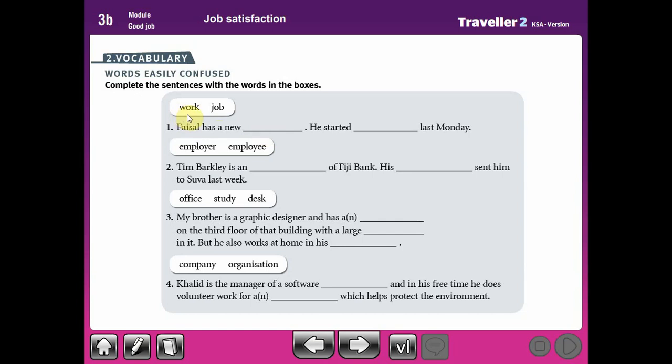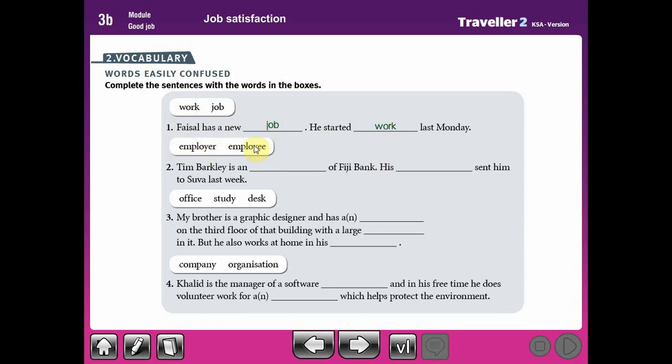So this is the work. It's general and it's uncountable, and we can use it as a verb. Faisal has started work last Monday. So Faisal has a new job. Good. He started work last Monday.